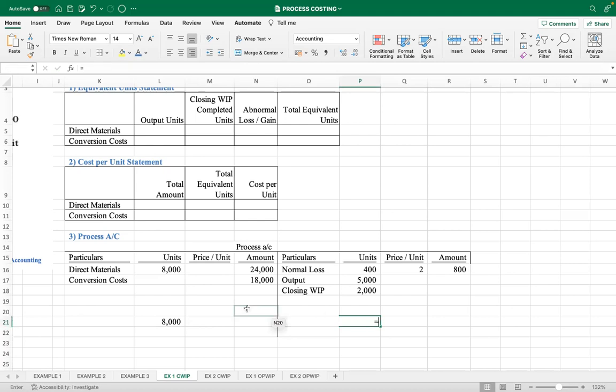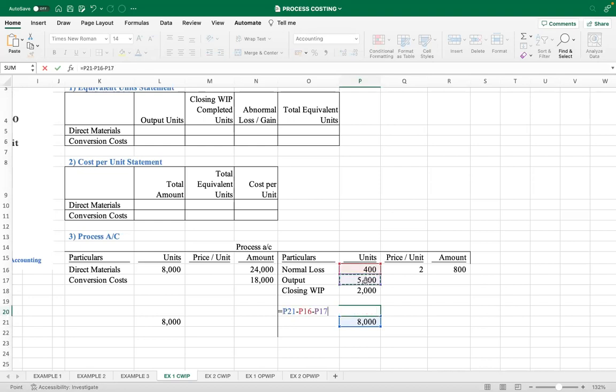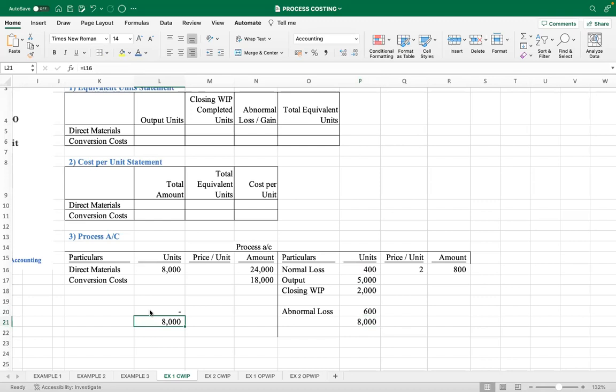Because it's an abnormal loss, we will write the higher amount. It is 8,000. So it's an abnormal loss of how much? You take 8,000 minus 400 minus 5,000 minus 2,000. It gives you an abnormal loss of 600. Here there was nothing. So 600.